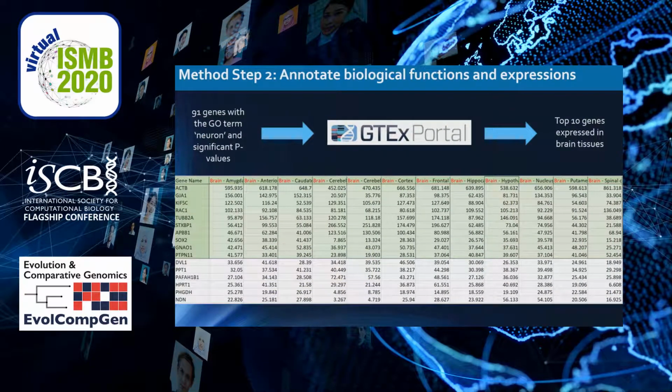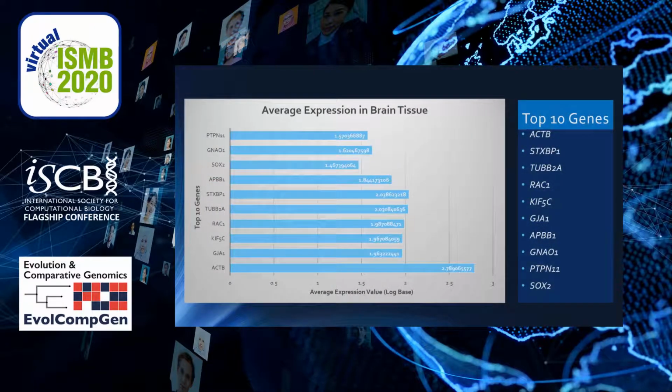Next, we annotated the list of genes for their biological functions and expressions in organs. Using the GTEx database for values, we narrowed our list even more to the top 10 genes that were shown to be highly conserved in brain tissues, as seen in this chart. Evidently, the latter genes were significantly less expressed in brain tissues compared to the top 10 genes. And out of the top 10 genes, we calculated their average expression value in brain tissues and found ACTB to be highly conserved in all brain tissues and significantly more than the remaining 9 genes as well. The list of top 10 genes is on this slide here.